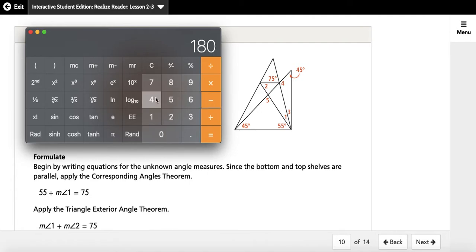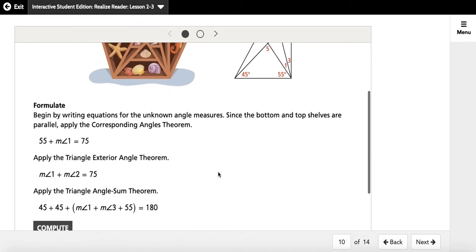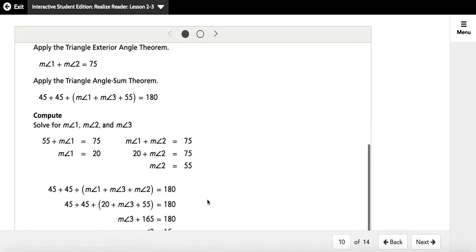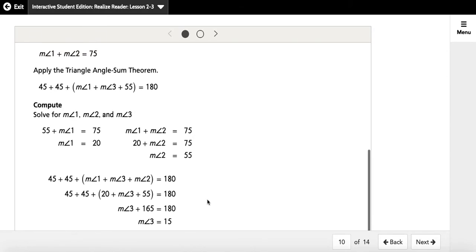So I subtract one of the 45s. I subtract the other 45. And then I have left this. So I subtract the 55, and I have left 1 plus 3 equals 35. But earlier we figured out angle 1 was 20. So subtract that 20 out, and I'm left with only angle 3, which is 15, I believe. And that's what they got eventually.